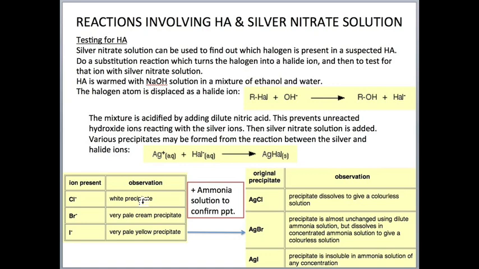confirm the precipitates by adding an ammonia solution. And if we have AgCl forming, the precipitate will dissolve to give a colorless solution. And if we have AgBr forming, then the precipitate is almost unchanged if we use dilute ammonia, but dissolves in concentrated ammonia solution to give a colorless solution. And also AgI, the precipitate will be insoluble in ammonia solution of any concentration. So this is how we would then confirm the first observation that we made.